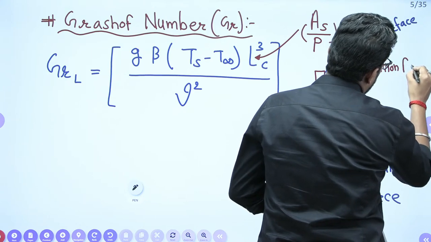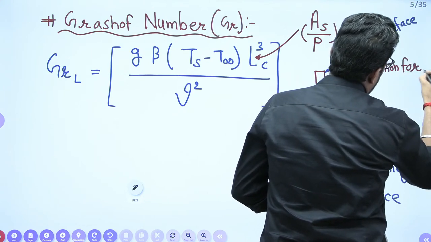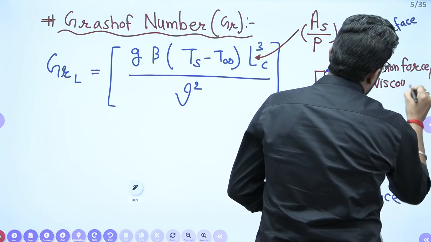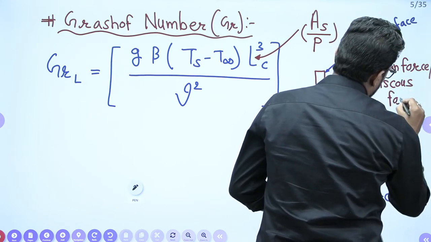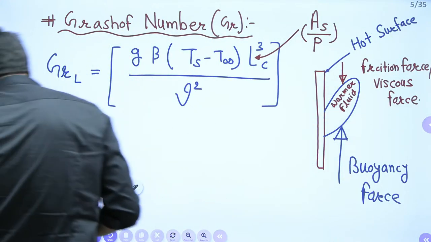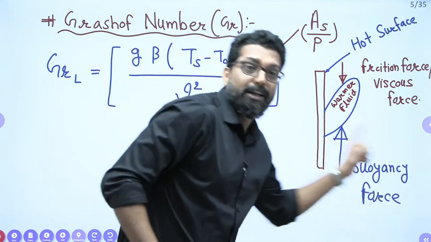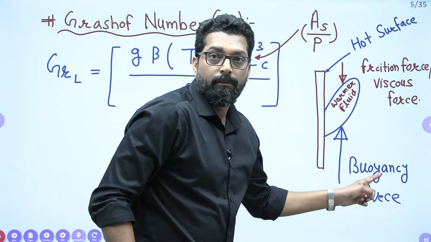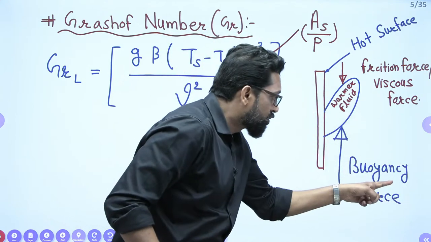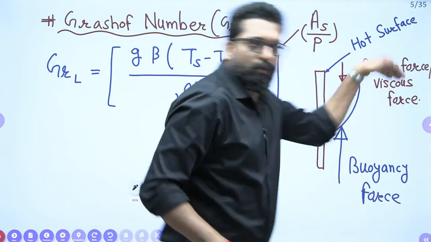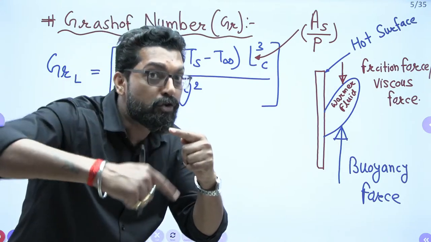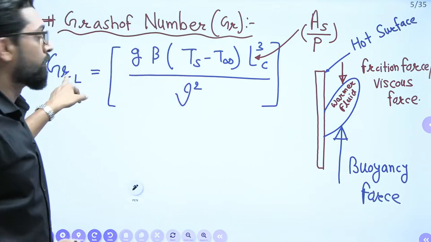Friction force, or viscous force. Viscous force. Now, the relative magnitude of the buoyancy force over the viscous force, that is a non-dimensional parameter known as Grashof's number.